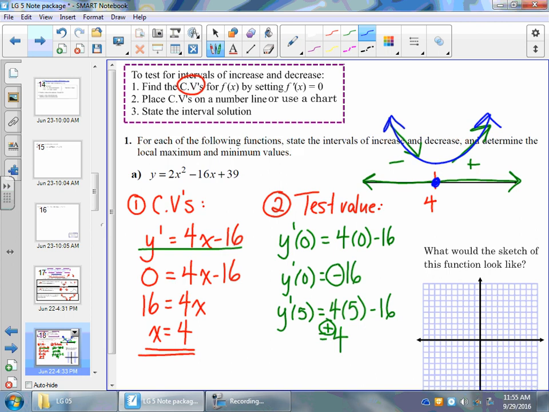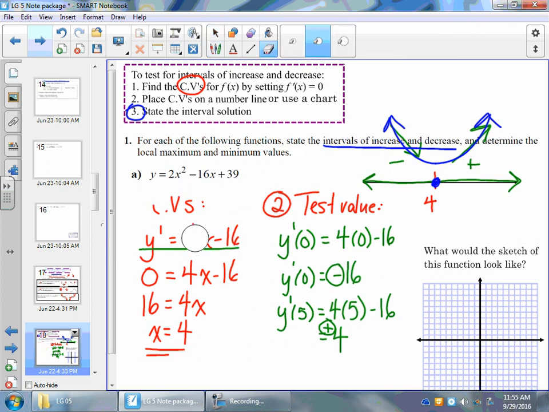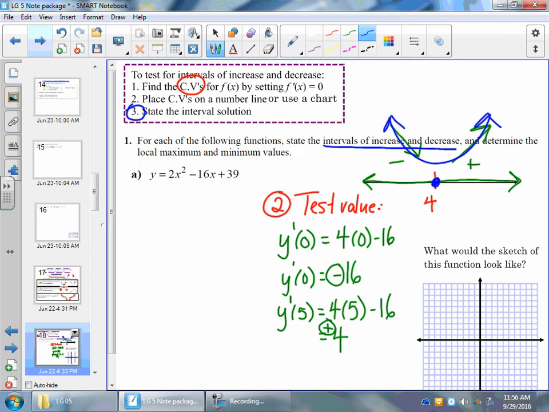All right, now the last one, this number 3, and it's saying in our question, for each of the following functions, state the intervals of increase and decrease. This, unfortunately, is what a lot of students forget to do. So we need to basically summarize what we've discovered here. This is going to be number 3.